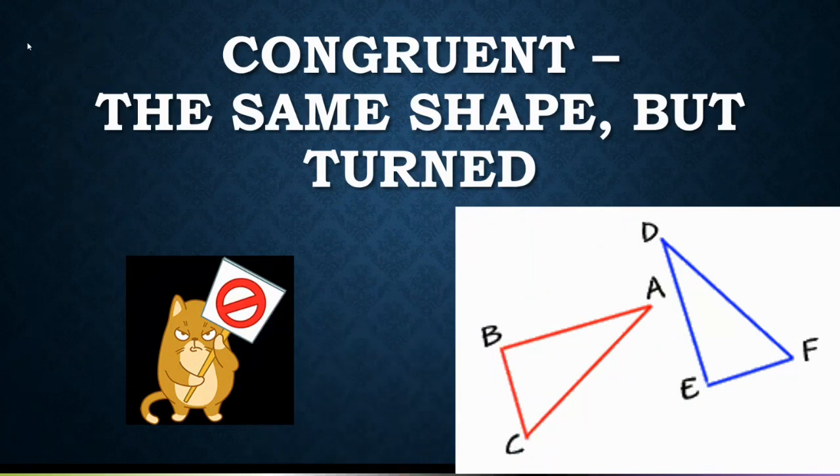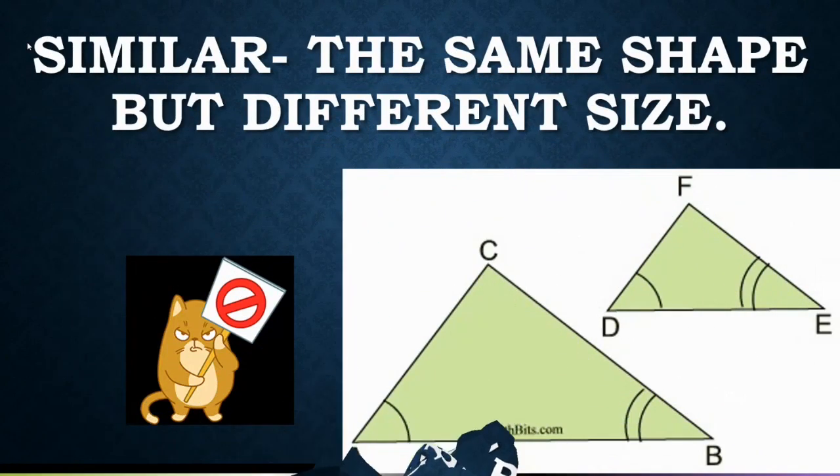So what is a congruent shape? When we have two shapes that are the exact same shape, but they can be turned. So for example, these two triangles are the same shape, they've just been rotated. However, a similar shape can be a different size. The angles are still the same, and it still looks the same, but it's either bigger or smaller.